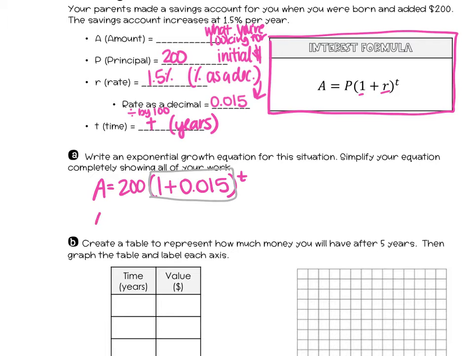Okay, so I'm going to do A equals 200 times (1 plus 0.15) which is 1.015, and then to the t power. Okay, I'm going to show you what you cannot do. You cannot multiply 200 times 1.015 yet, because if we are doing order of operations next, exponents comes before multiplying.